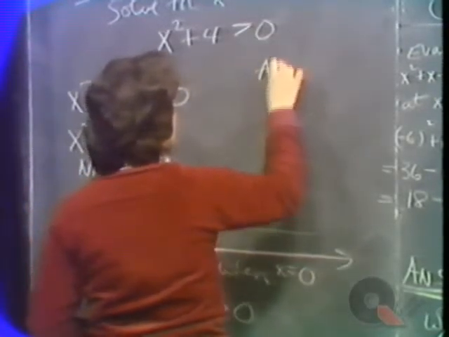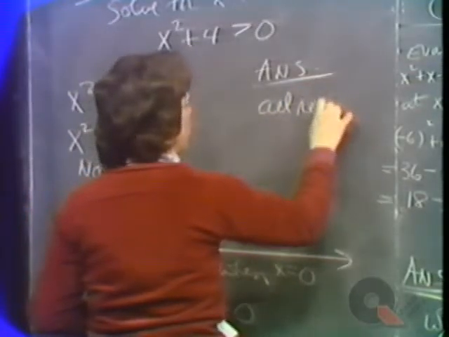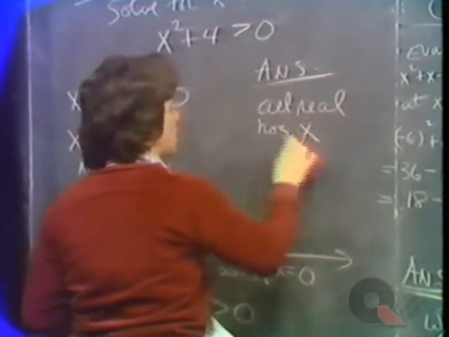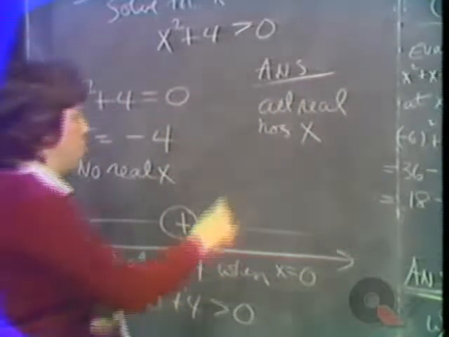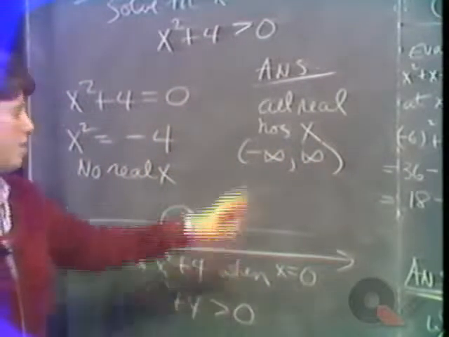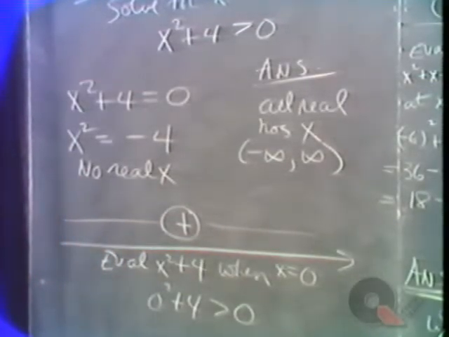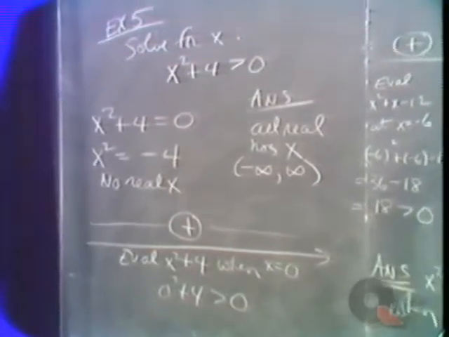So the question is, solve for x. When is this true? And the answer is all real numbers x. Or if you write a notation like this, the entire real line, everything from minus infinity to plus infinity, to indicate all real numbers x. And that brings us to the end of this tape.